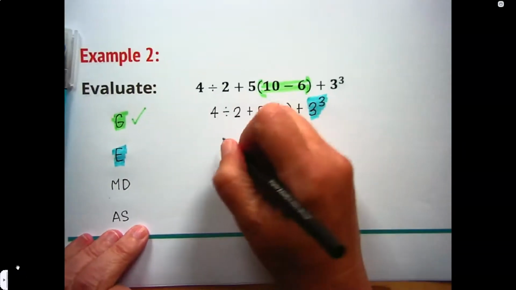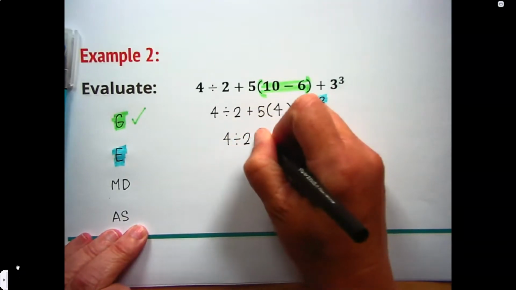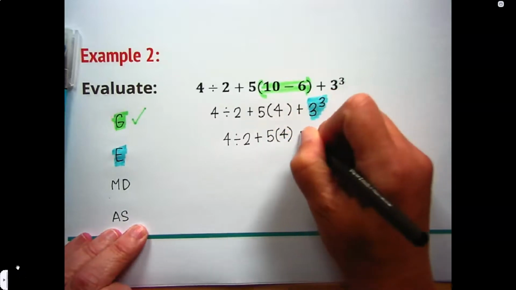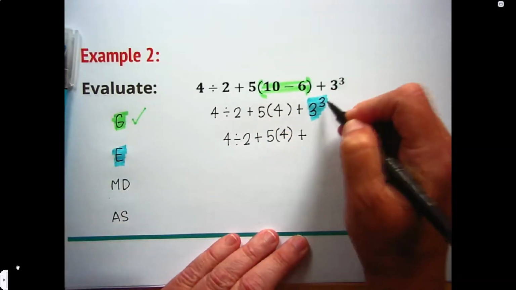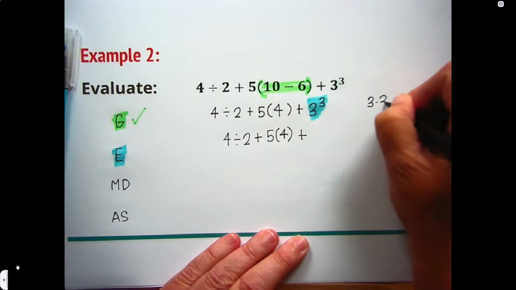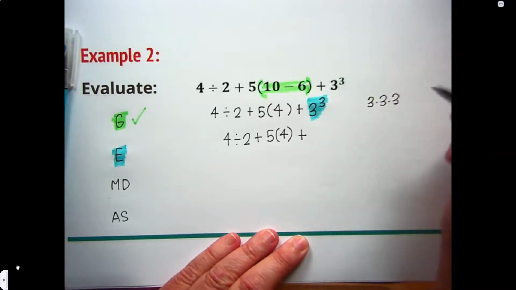All right, so starting from the beginning, 4 divided by 2 plus 5 times 4 plus 3 to the third power. You all know that means to multiply 3 times itself 3 times. So 3 to the third means 3 times 3 times 3.